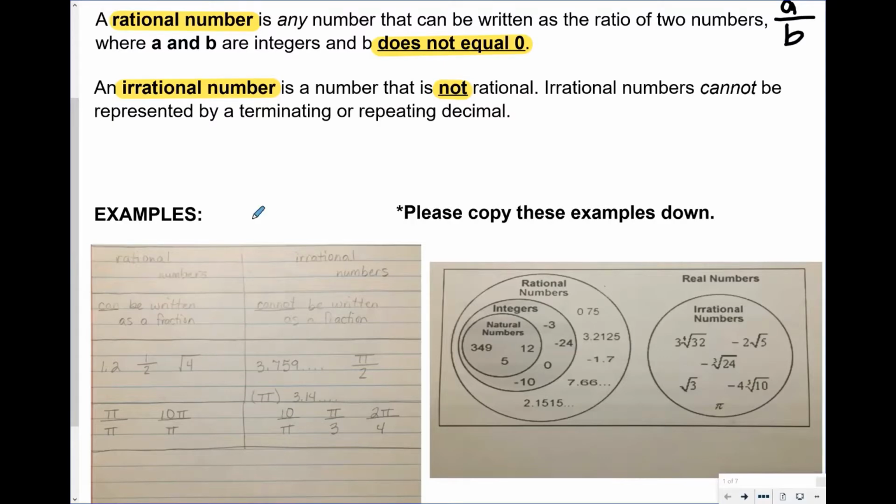Hopefully I can write on this. Yes, it's 2. Okay? So these are rational, and underline can. And then I have down here pi over pi, which equals 1. And that's a rational number because that's a whole number, just 1.